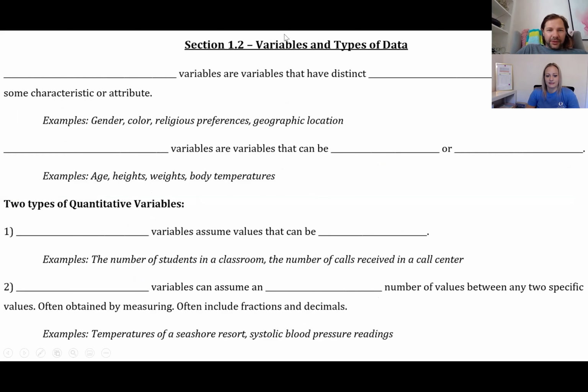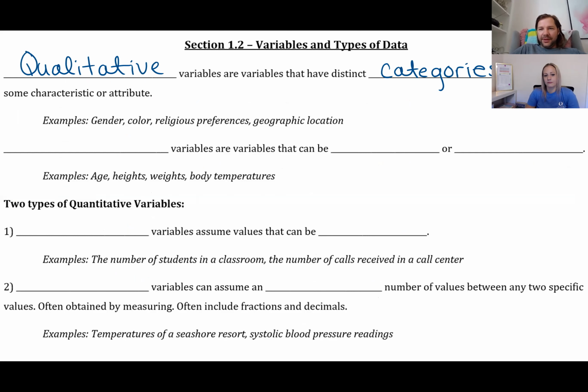Okay. So section 2, variables and types of data. Qualitative variables are variables that have distinct categories. Think of this as being like your major, or maybe whether you're male or female or non-binary. These are ways to break up into categories according to some characteristic or attribute. So we have gender, color, religious preference, geographic location, maybe plant phylum if you were doing biology.